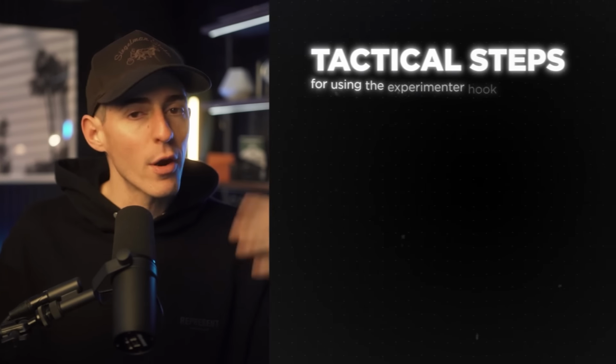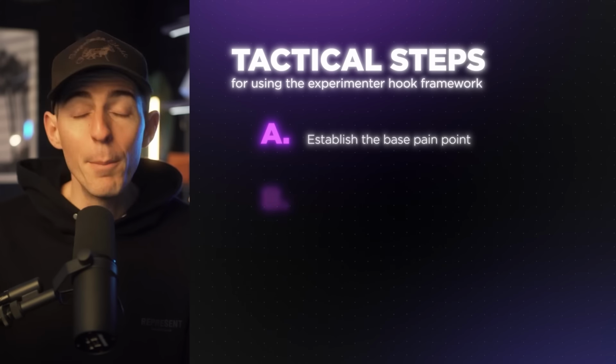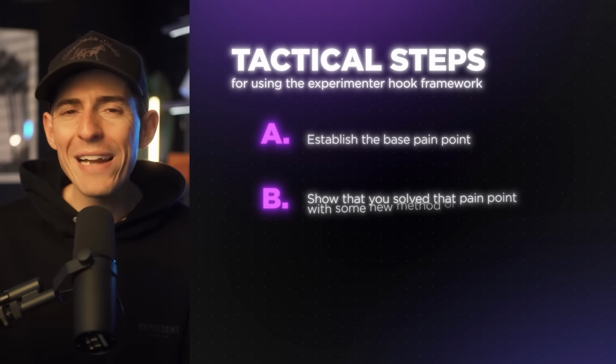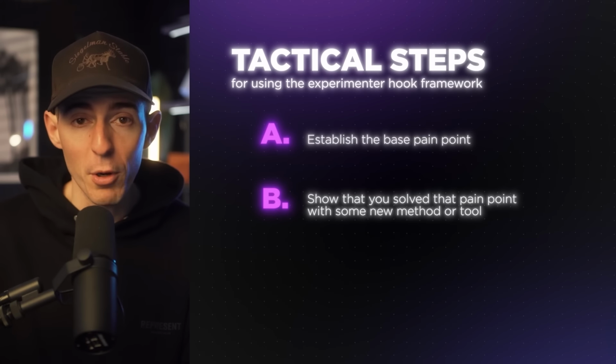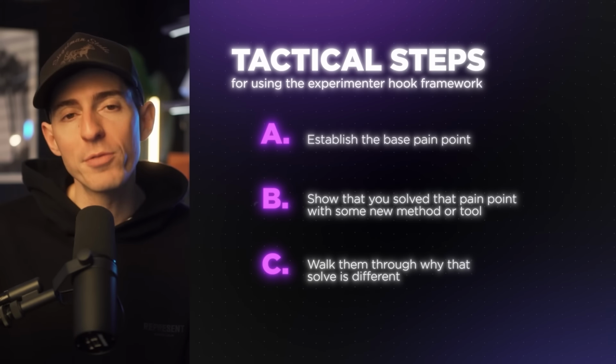So the tactical steps for using the experimenter hook framework are to A, establish the base pain point that needs solving, B, show that you solved the pain point or tried some new method or tool with an experiment, and then C, walk through why that new experiment or solve is different and help solve the pain point better.